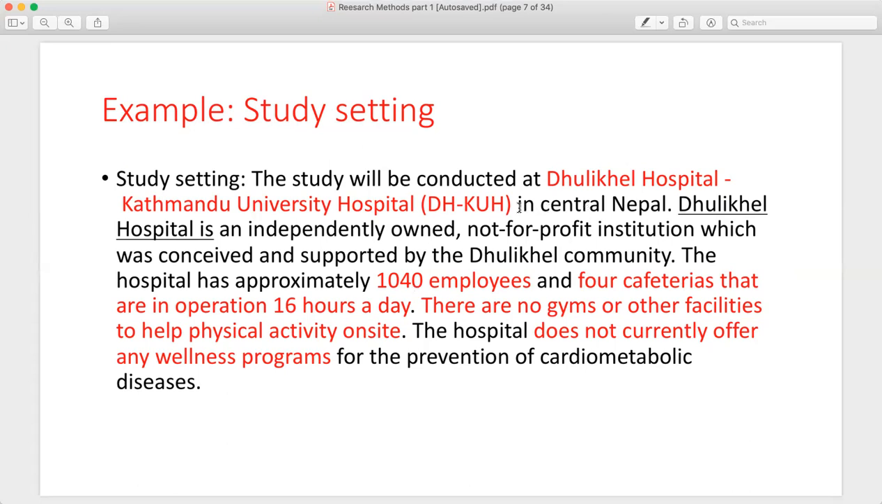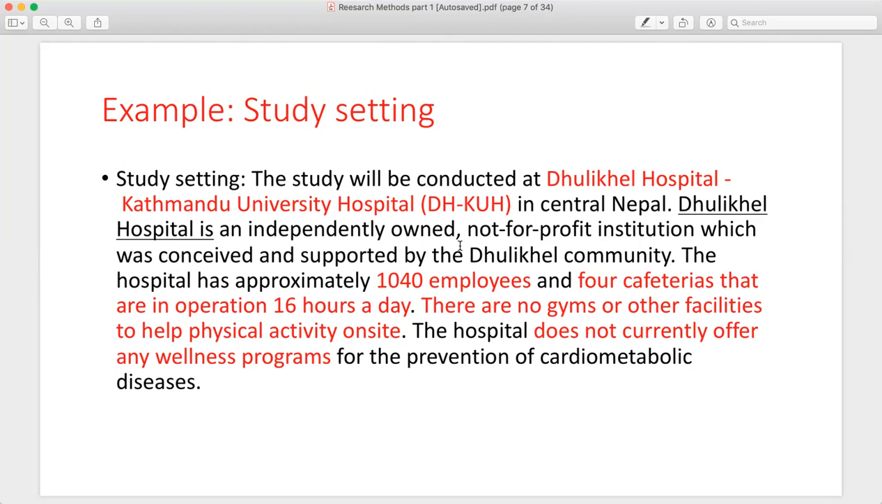This article was published in BMJ, so we decided to give a little bit of broader context, saying that Dhulikhel Hospital is in central Nepal. Dhulikhel Hospital is an independently owned, not-for-profit institution which was conceived and supported by the Dhulikhel community. The hospital has approximately 1,040 employees, 4 cafeterias that are in operation 16 hours a day. There are no gyms or other facilities to help physical activity on site. The hospital does not currently offer any wellness program for the prevention of cardiometabolic disease.